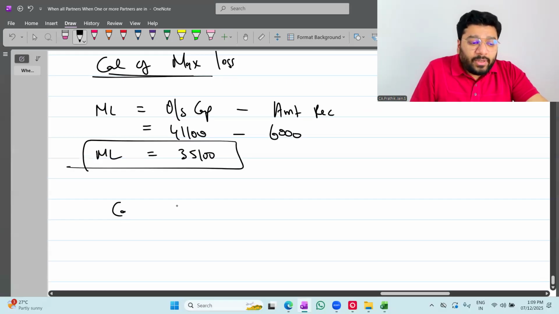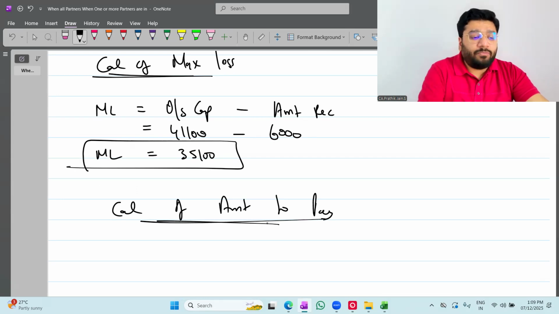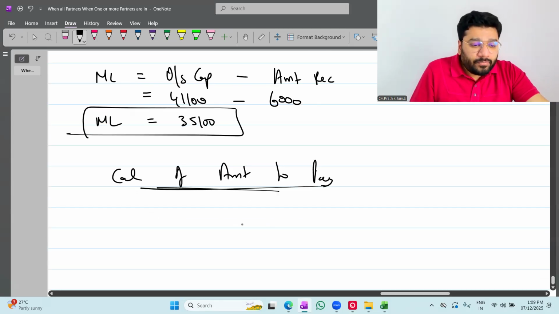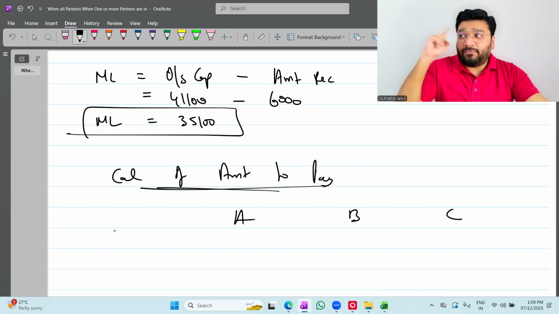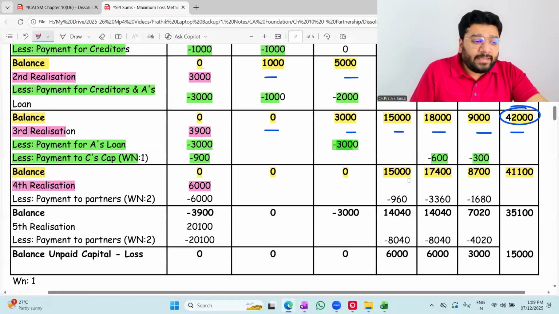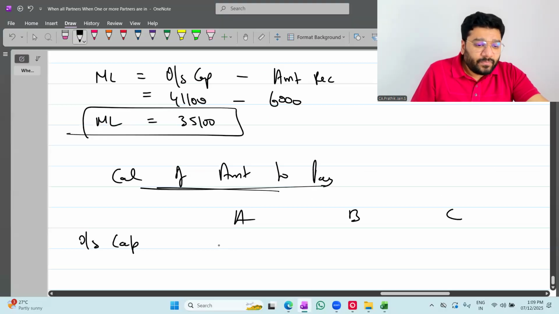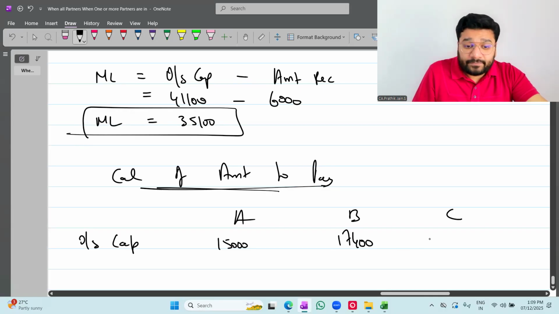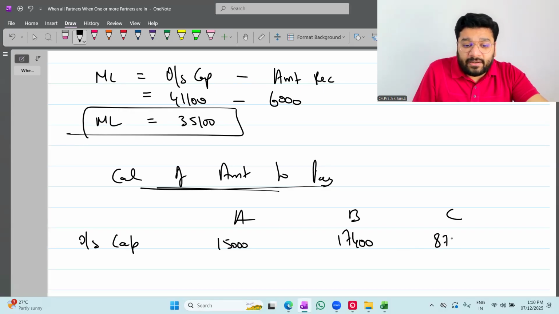Now, calculation of amount to be paid to the partners. To whom, how much should I pay? Imagine the capital ledger. First, what do you write? Outstanding capital, balance brought down. How much is it? 15,000, 17,400, 8,700. Take the previous balance, the balance that you wrote now. Take that. 15,000. Then 17,400. Then 8,700. Very good.